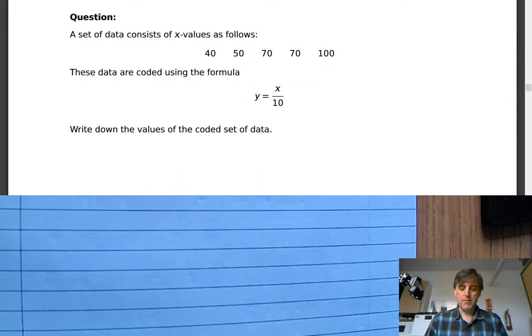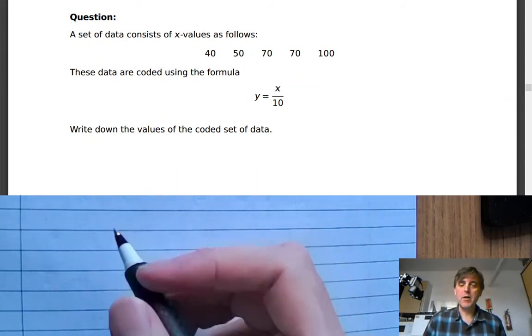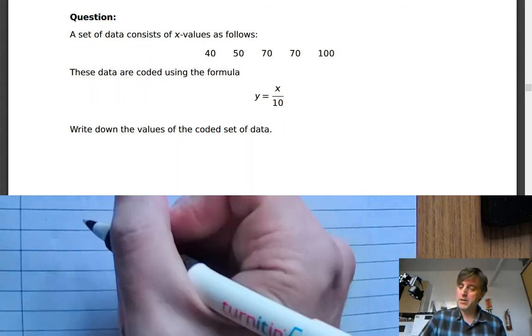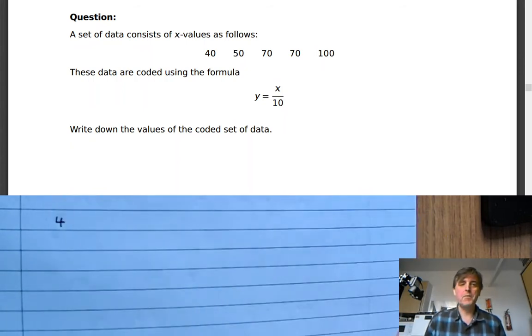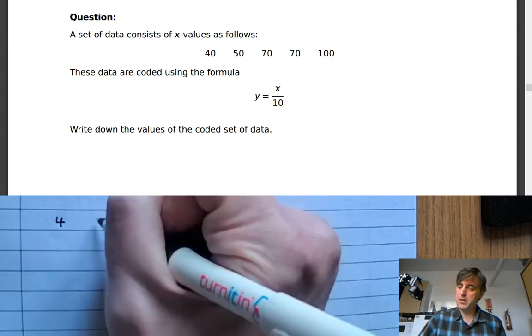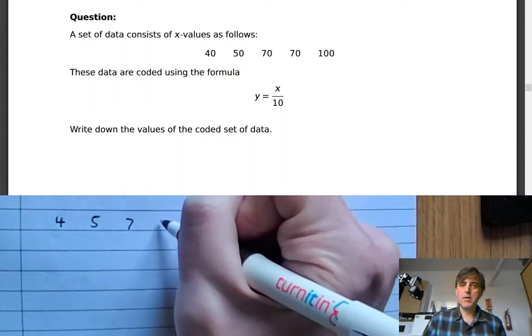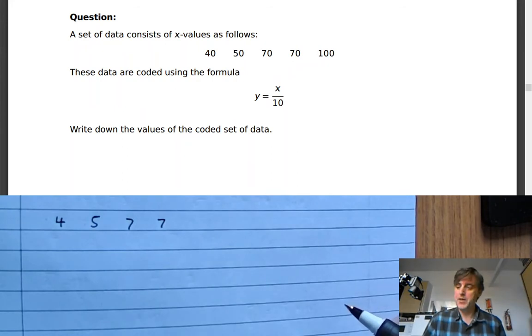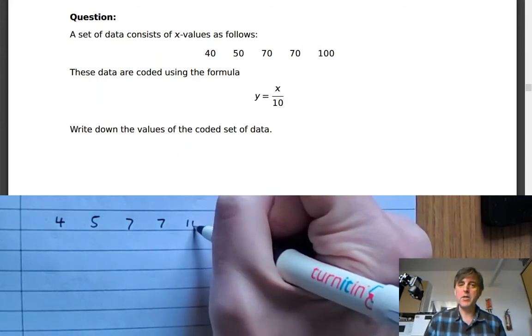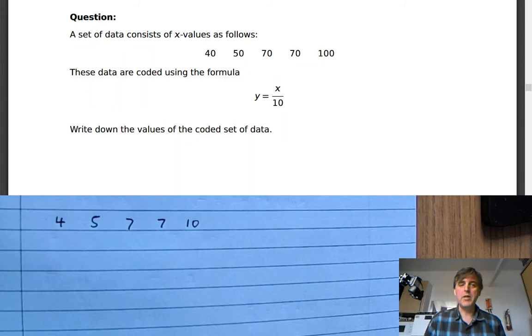Okay, let's have a look and see what you should have done. So the number 40 here, well, that's our first x value. We divide that by 10 to get the number 4. Okay, 50 divides by 10 to become 5. 70 divides by 10 to become 7. Another 70 divides by 10 to become another 7. And then the 100 divides by 10 to become a 10. So these are our y values in our coded set of data.